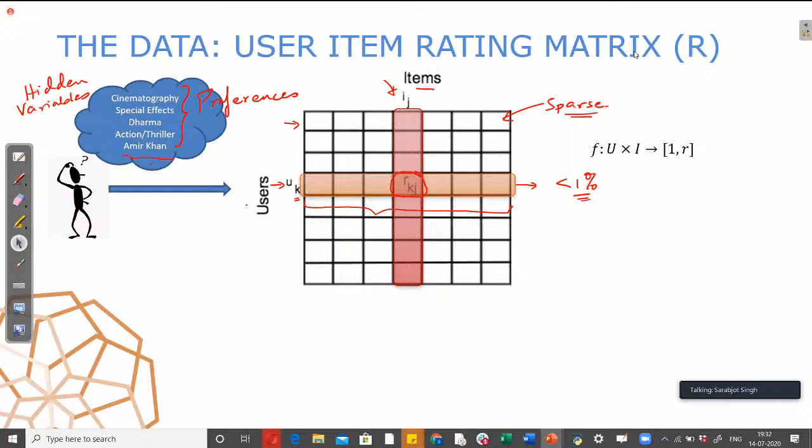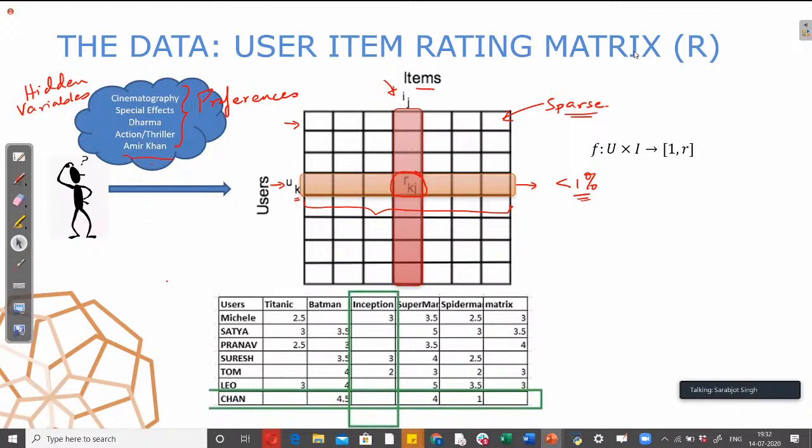Now, let's look at an example here. We have 7 users, where each row is a user, and a very simplistic case with 6 movies. The ratings here we are assuming are on continuous scales. So you can see a rating of 2.5, for example, given by Michelle to Titanic. The active user here is Chan. Chan has given a 4.5 to Batman, 4 to Superman, and 1 to Spider-Man. The question is, do we recommend The Matrix or Inception or Titanic to this user?